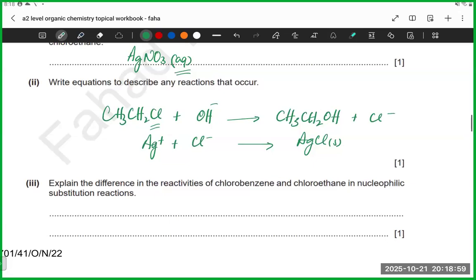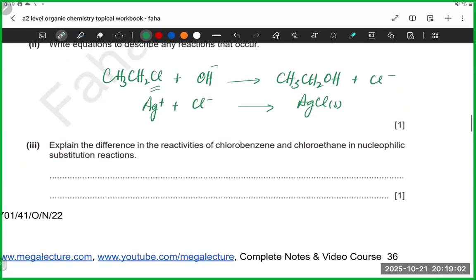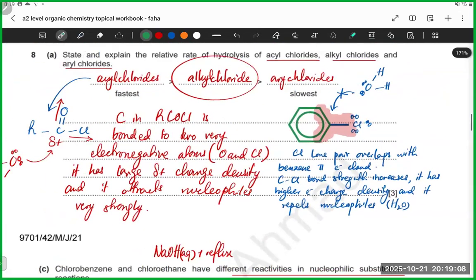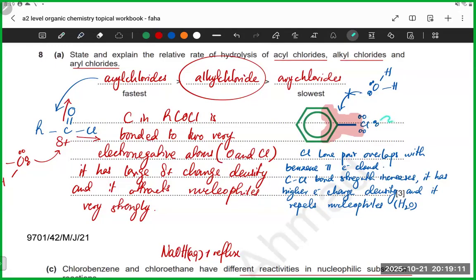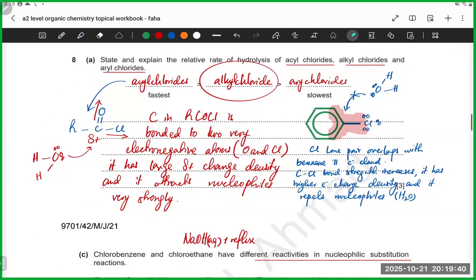But with halogenoalkane, explain the difference in the reactivity of chlorobenzene. So he's talking about the difference. So it's the same explanation that is given over here. Why does the chlorobenzene not react? Because the lone pair on Cl overlaps with benzene's pi electron cloud, increases the C-Cl bond strength, and there's more electrons over here which are going to repel the nucleophile. Whereas halogenoalkane doesn't have a double bond, that's the only difference. So the explanation would pretty much be the same. The carbon will have a positive charge and it will attract nucleophiles, although not as strongly as an acyl chloride.